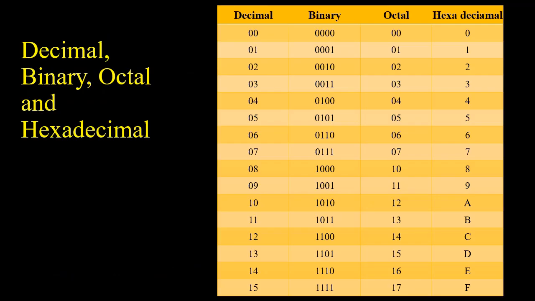Here the given table represents decimal numbers from 0 to 15 with their equivalent binary, equivalent octal, and equivalent hexadecimal.